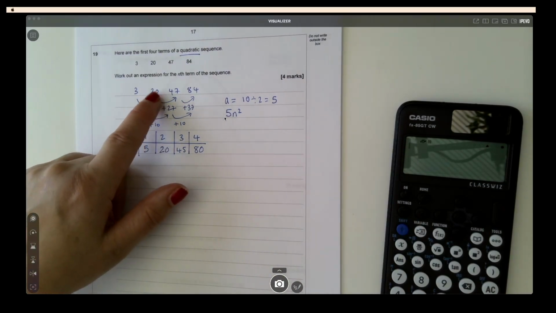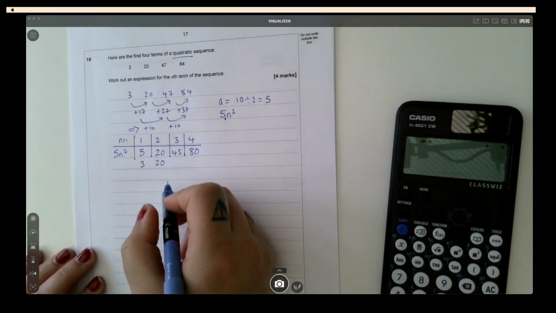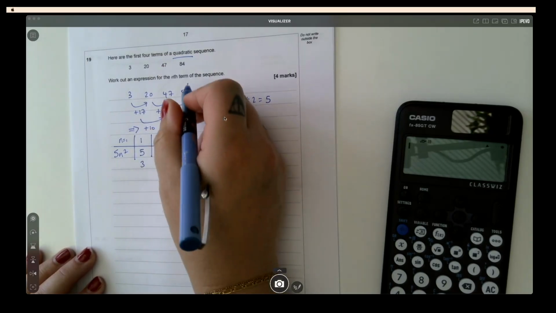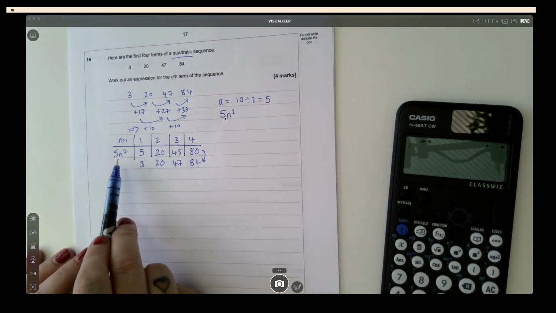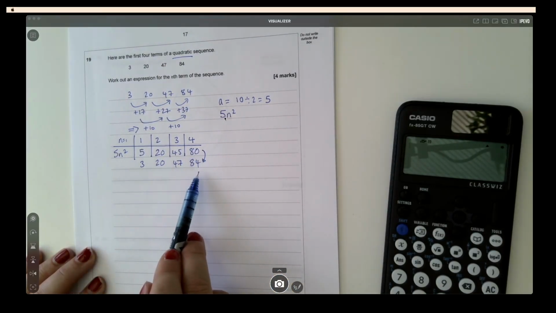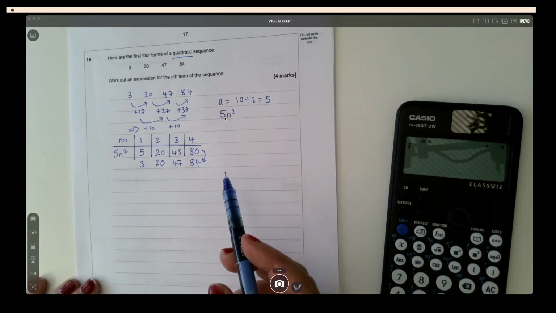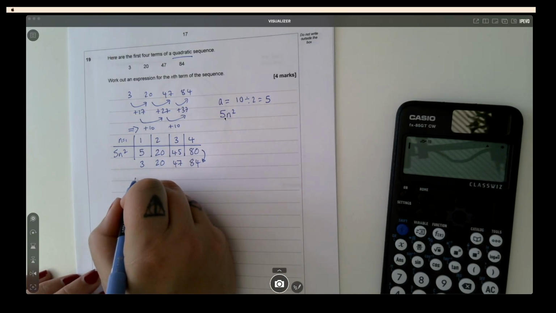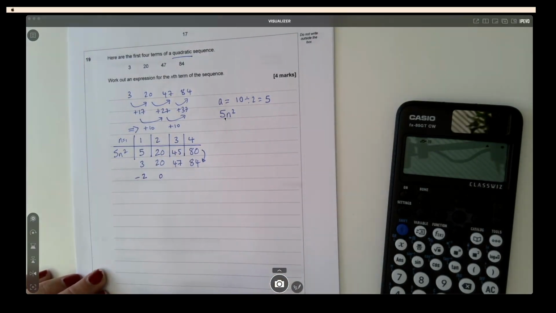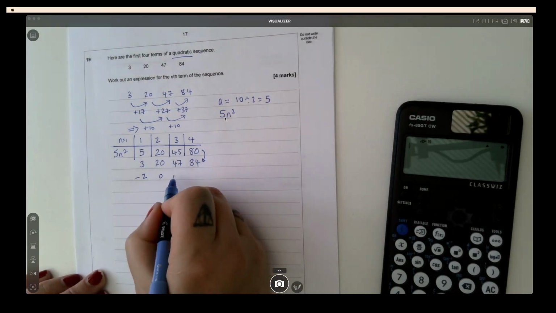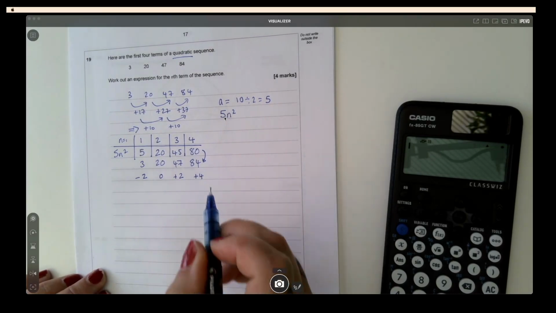So what I'm going to do is write this sequence underneath here now. So we've got 3, 20, 47 and 84. And I'm going to compare what happens to get from here to here. So from 5 to 3, subtract 2. 20 to 20, nothing. 45 to 47, we've added 2, and then 80 to 84, we've added 4.